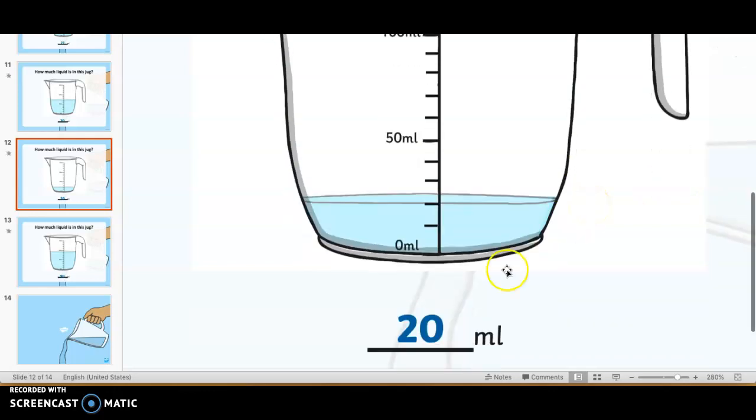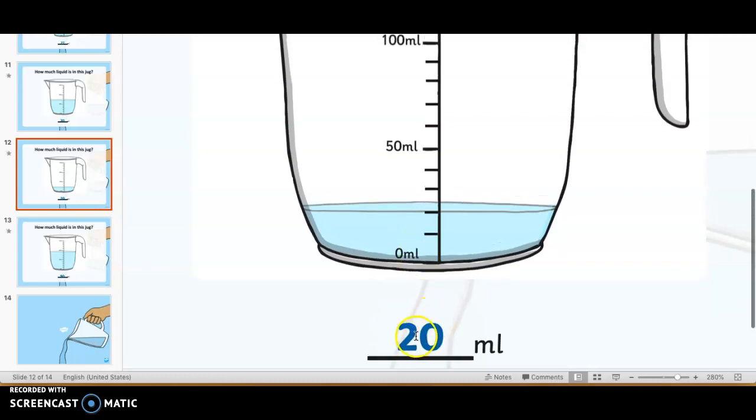So one very important thing though is remember to always include the unit, milliliters. It might not always be milliliters, it could be liters, or if you're doing weight, it could be grams, could be kilograms. The unit's very important because if we didn't have the unit, we wouldn't know what we're measuring in. If you just wrote 20, it could be 20 anything, it could be 20 bananas. So that's why the unit is very important.